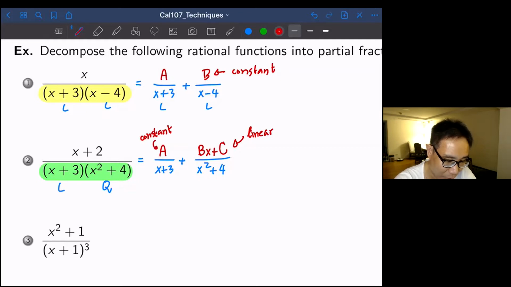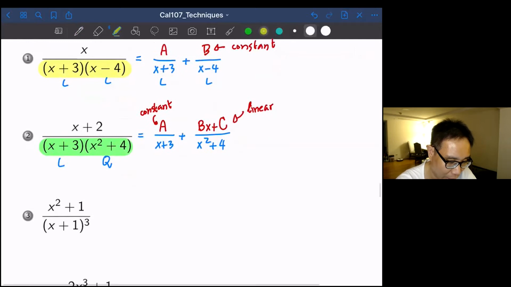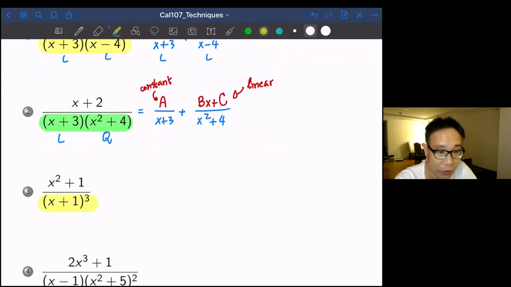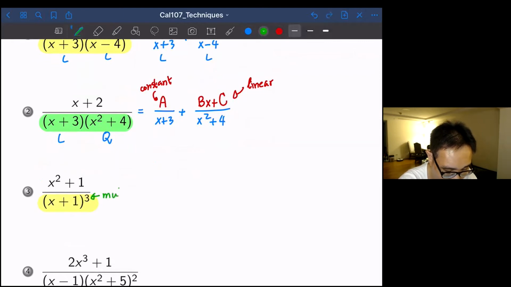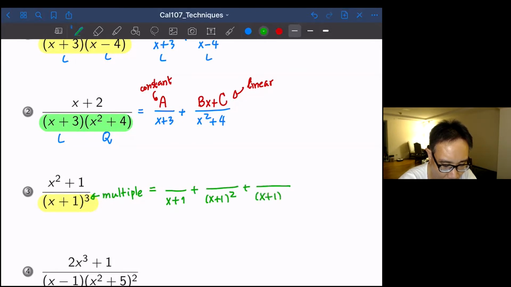The next one, you take a look at the bottom again. You see you have x plus 1 to the third. So you have a multiple in this case, so this one is called multiple. And for this one, you decompose this guy into 3 terms. So you get x plus 1, x plus 1 squared, and you have x plus 1 to the third.